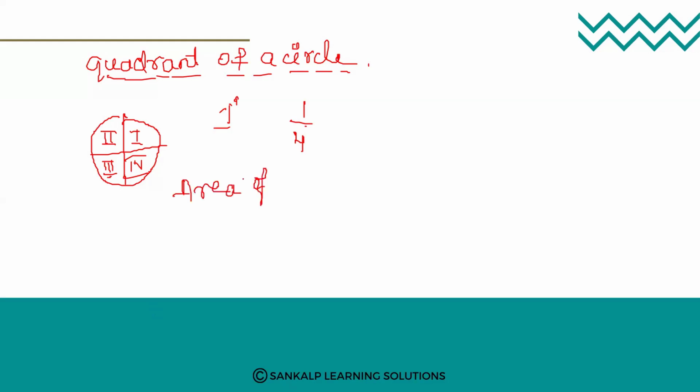Then, how are you going to find out the area of a quadrant? Total area of the circle is pi r square, divided by 4. This is the area of the quadrant. Remember.